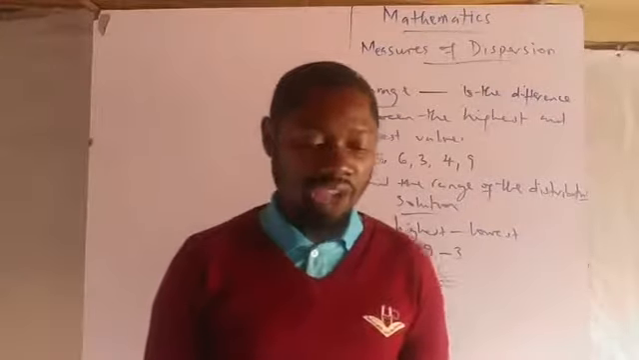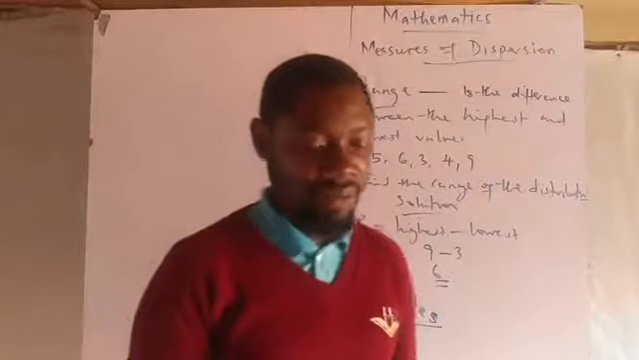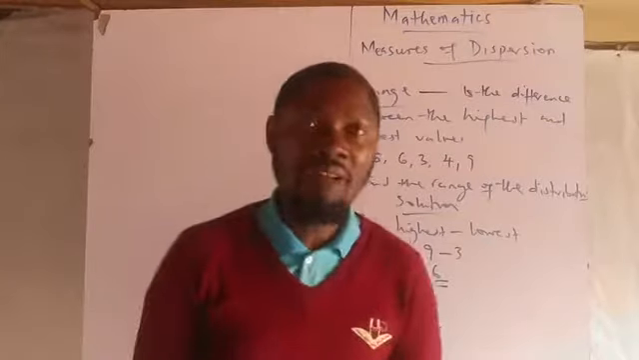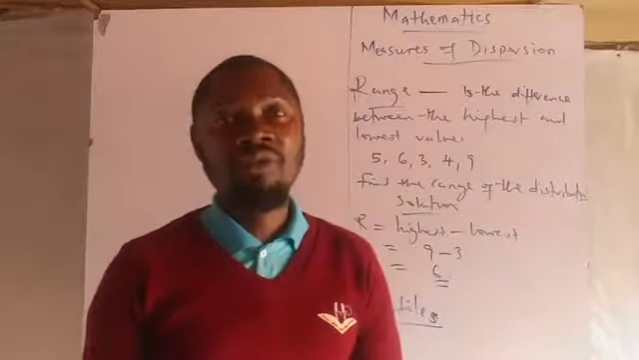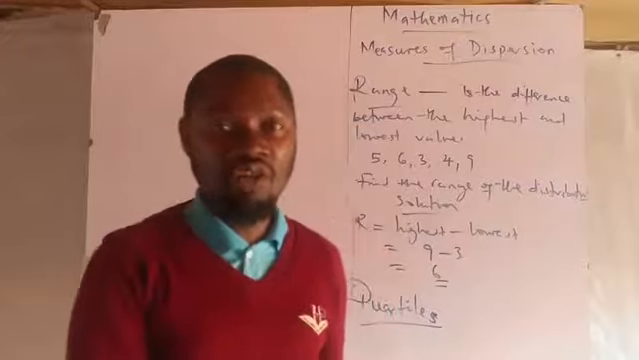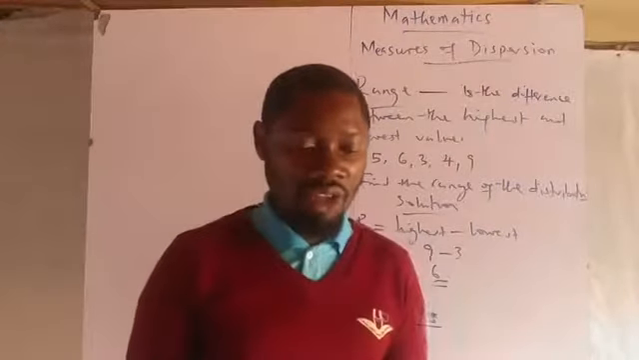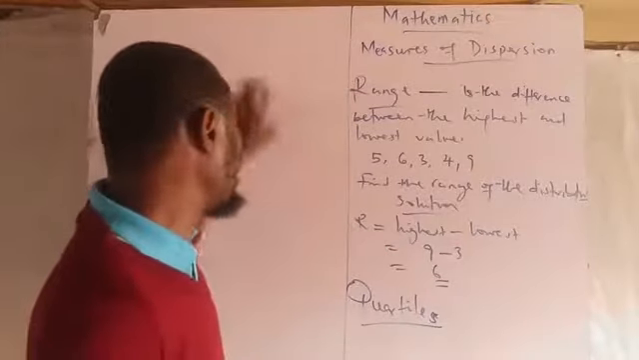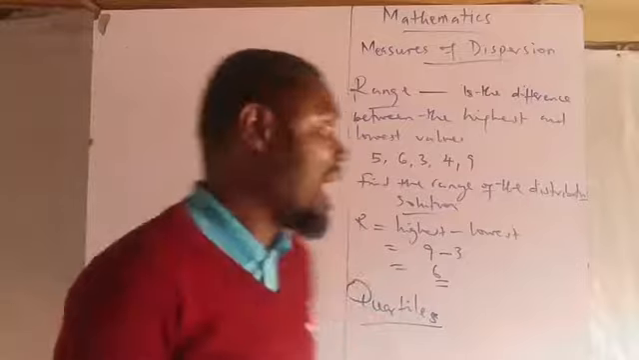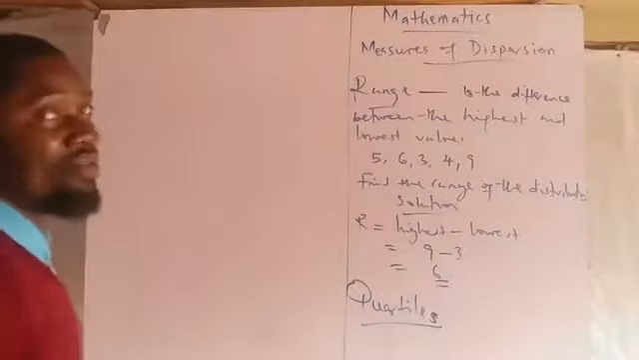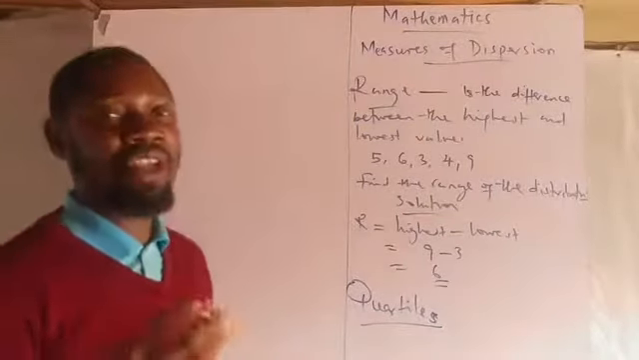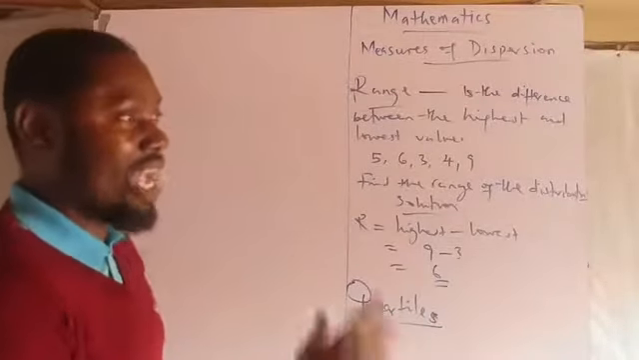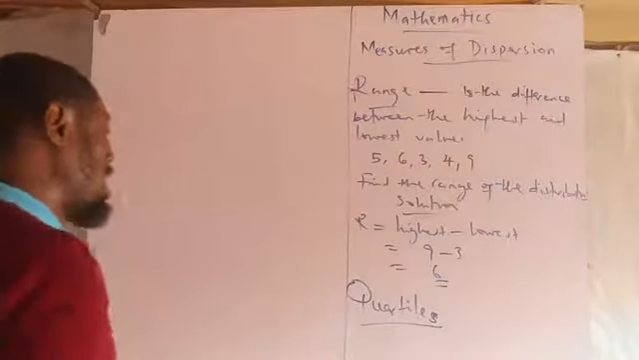The point of division is also known as the quarter. We have the first quarter, we have the second quarter, we have the third, and we have the last quarter, which of course is still the 100%. So the point of division is what is called the quarters. Dividing a particular distribution into 4 equal parts is what we call the quarters.